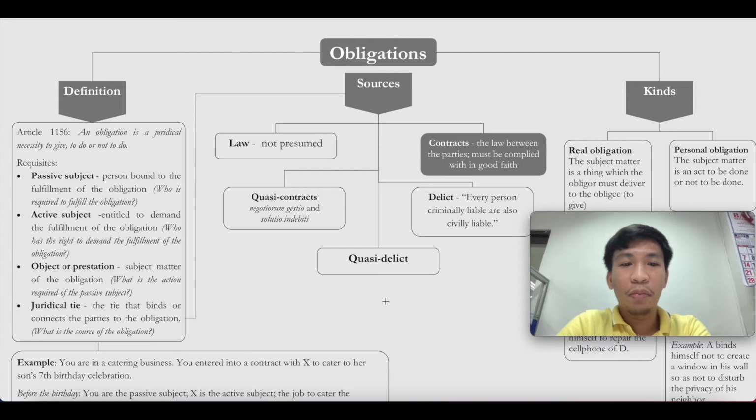Tinanggalan mo ng damo, diniligan mo, nilagyan mo ng fertilizer. And then, lumago siya. Now, in that case, someone else is benefited. Tama? Yung mga kapitbahay mo. But did they ask you to do that? Hindi, di ba?